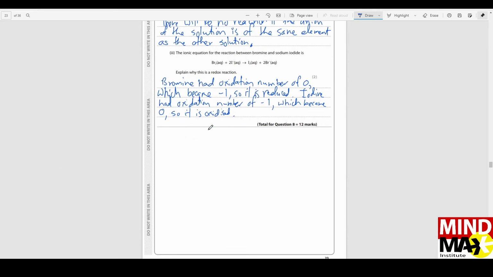Then this is for a redox reaction. In a redox reaction, we know that if the oxidation number increases, it's oxidation. If the oxidation number decreases, it's reduction. So if you look carefully, bromine had oxidation number of 0, it became -1, so it's reduced. Iodine had oxidation number of -1, it became 0, so it is oxidized.